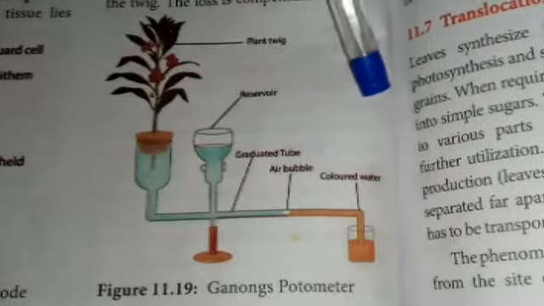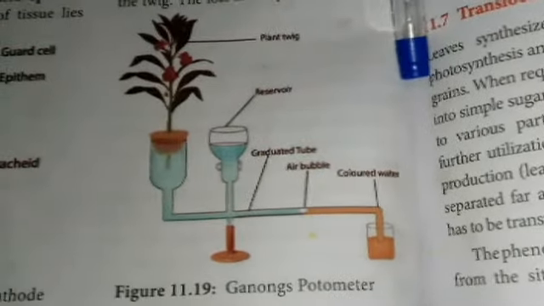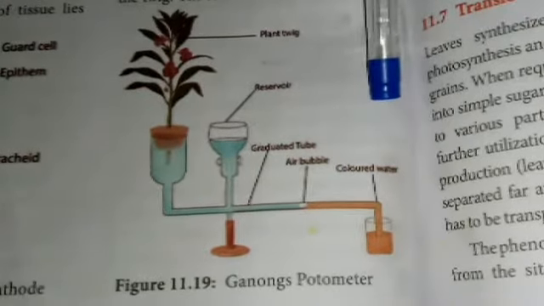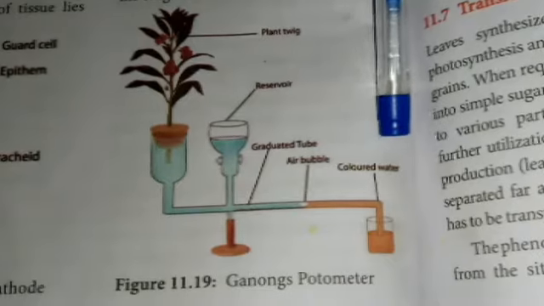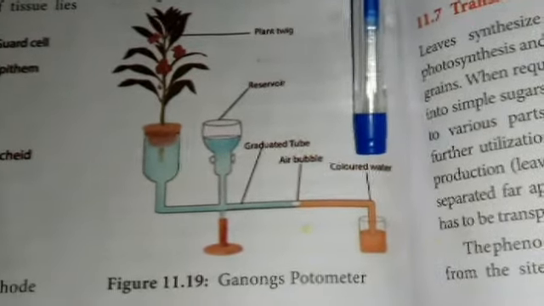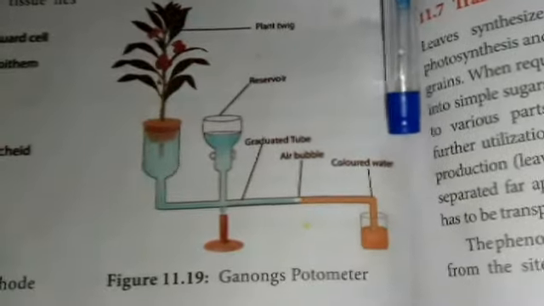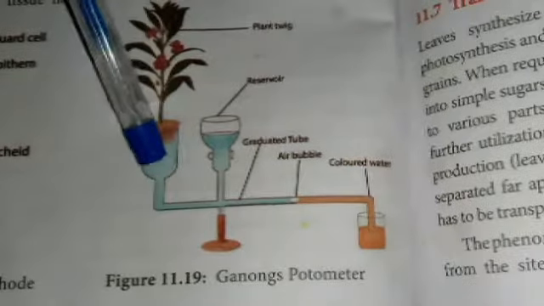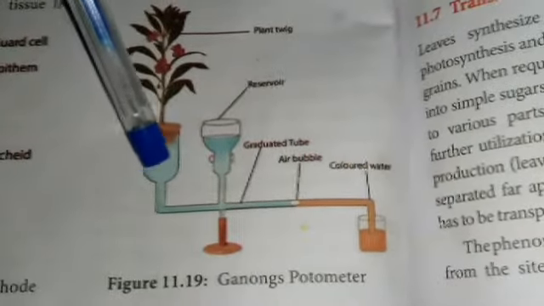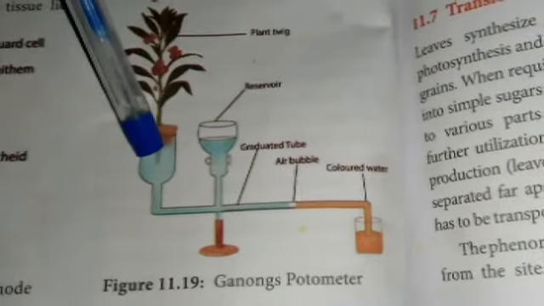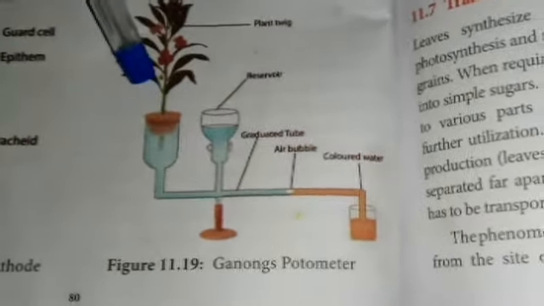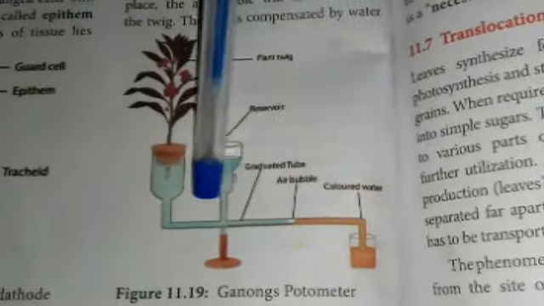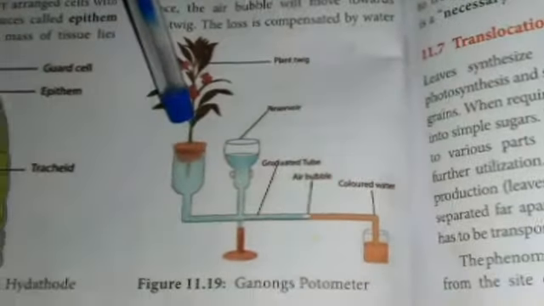The other bent end of the horizontal tube is fixed into a beaker containing colored water. An air bubble is introduced into the graduated tube at the narrow end. Keep this setup in sunlight and observe. After some hours, as transpiration takes place, the air bubble moves towards the twig. It is due to transpiration.